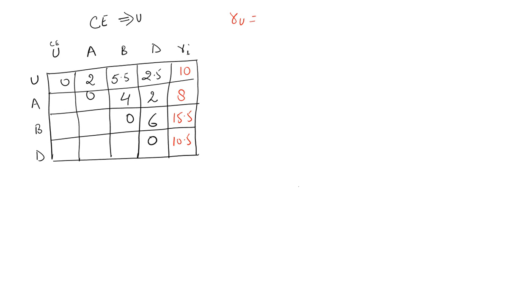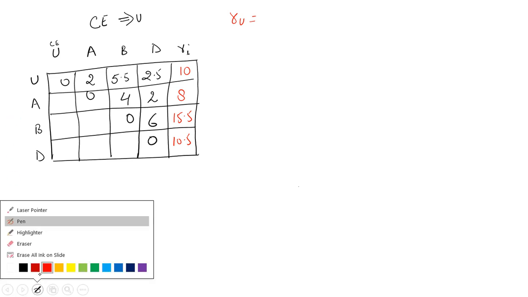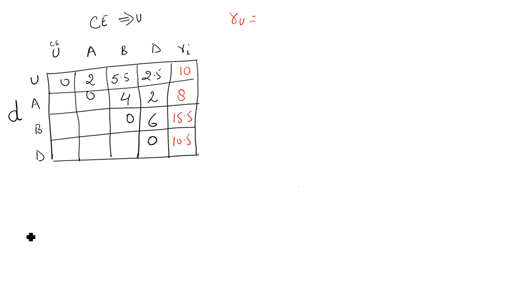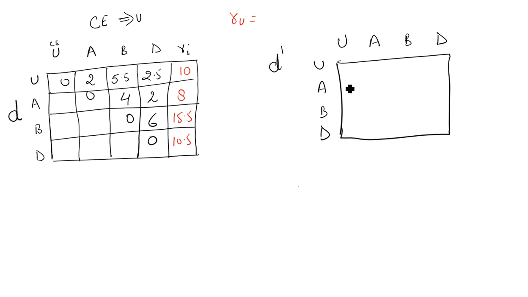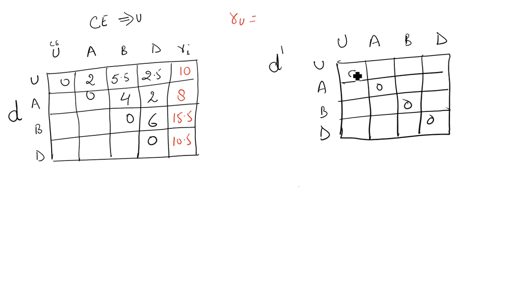Okay, so now when we have calculated the Ri, again we have to calculate the D dash matrix. So now this matrix will become the D matrix. This is the D matrix. Now we have to calculate the D dash matrix. So again U A B D, U A B D. Now we have to calculate the D dash UA.